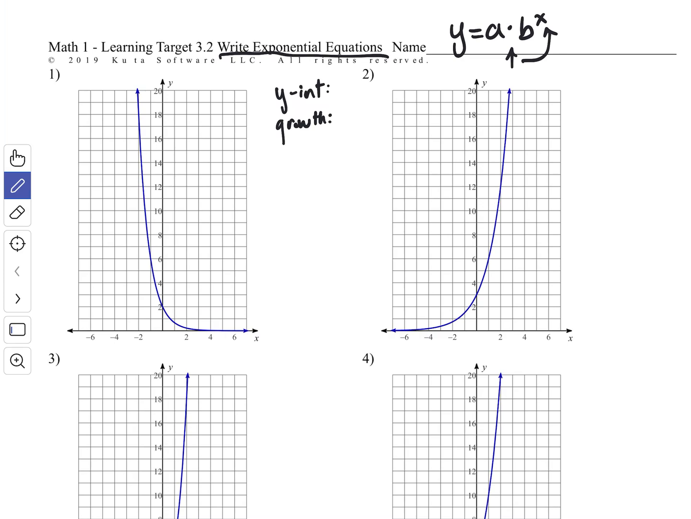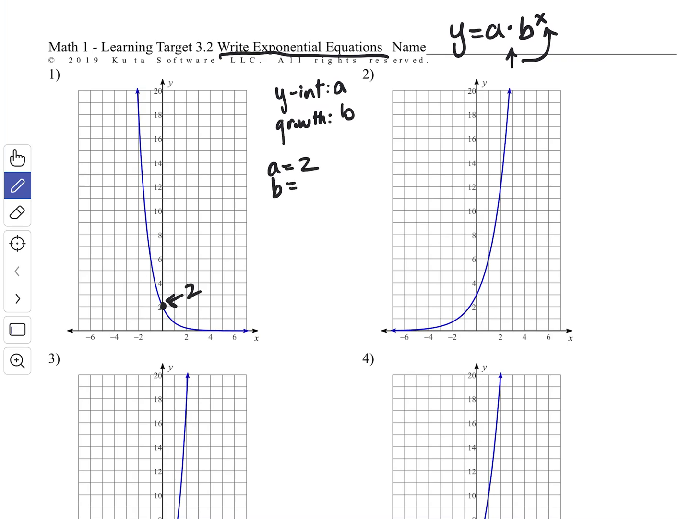Okay, so that y-intercept is the a, the growth is the b. So we just kind of plot points and then make the equation. So y-intercept is easiest to spot. So right here it's 2. So my a is 2.